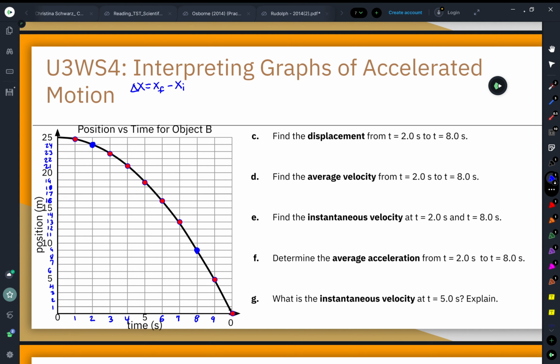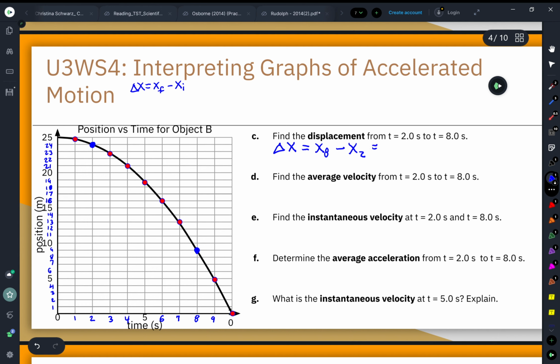So our change in position, the triangle is a Greek letter delta, meaning change. The x is the symbol we use for position, is equal to our final position minus our initial position. For this region, our final position is the position at 8 seconds, and we subtract that from the position at our initial time, which here would be 2 seconds.